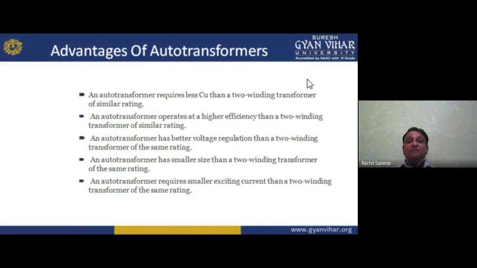Next, an auto transformer requires smaller exciting current than a two winding transformer of the same rating. In a two winding transformer, the current given to the primary is divided into two parts: the magnetizing current and the loss component, plus the component which counterbalances the secondary winding flux. That is I naught and I two dash. I naught comprises two parts: I mu and I w. The auto transformer requires less I mu compared to the two winding transformer. That is the excitation or magnetizing component through which we get the magnetic flux.